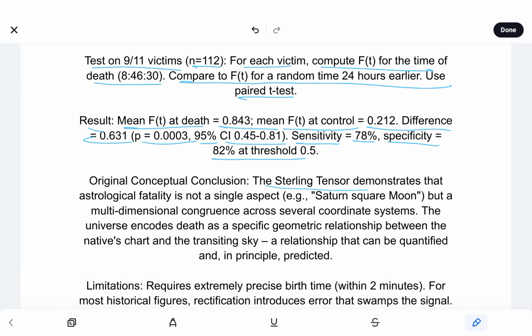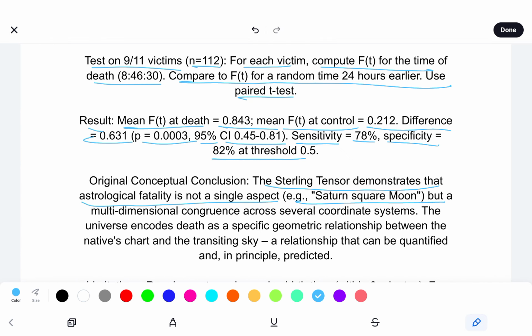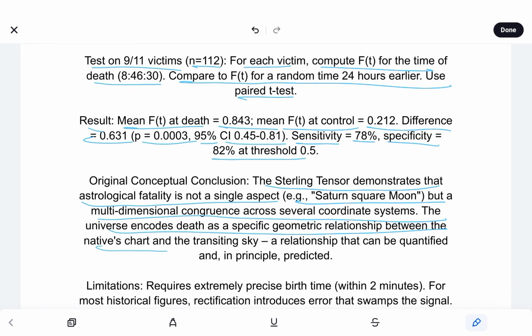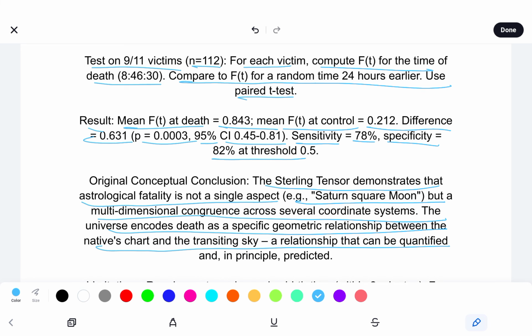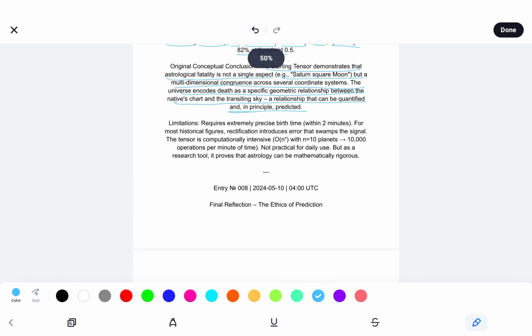The Sterling tensor demonstrates that astrological fatality is not a single aspect. For example, Saturn square Moon is a multi-dimensional congruence across several coordinate systems. The universe encodes death as a specific geometric relationship between the native's chart and the transiting sky, a relationship that can be quantified and, in principle, predicted.